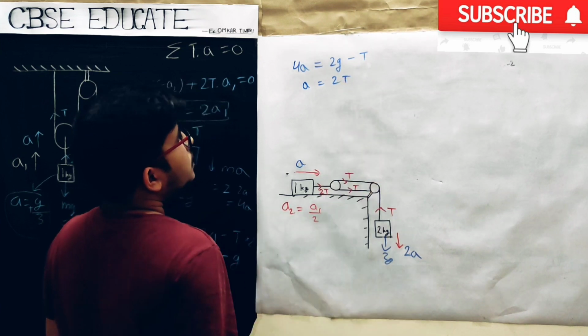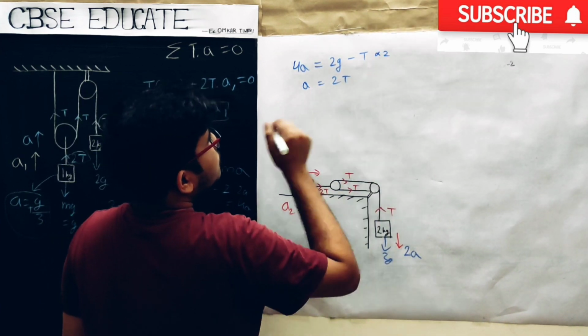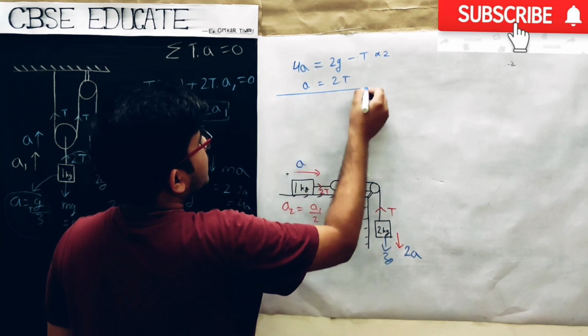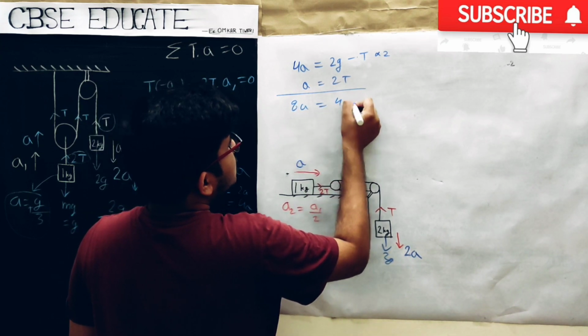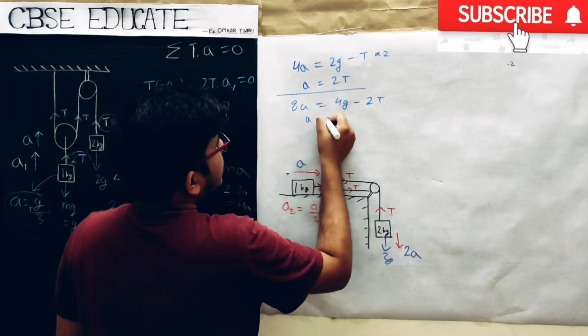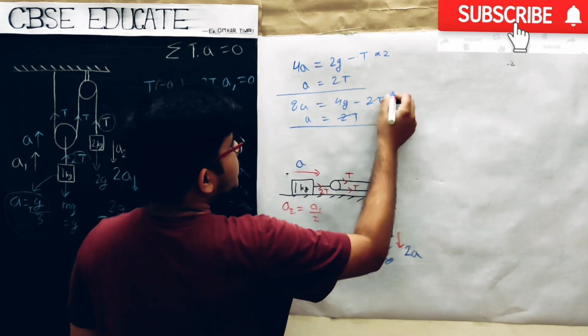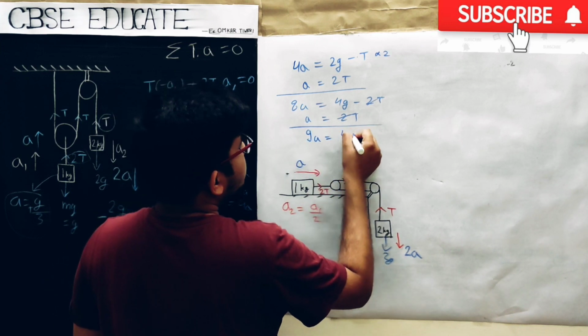2t will be equal to a. Okay, so now multiplying this equation by 2, this will become 8a equal to 4g minus 2t, and a equals 2t. Now adding these two equations, 2t gets cancelled. So here is 9a equal to 4g.